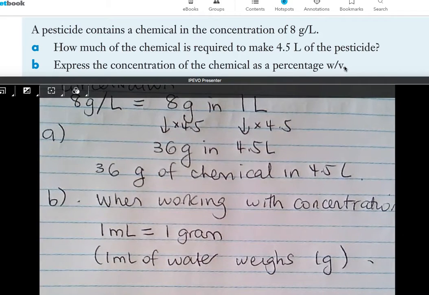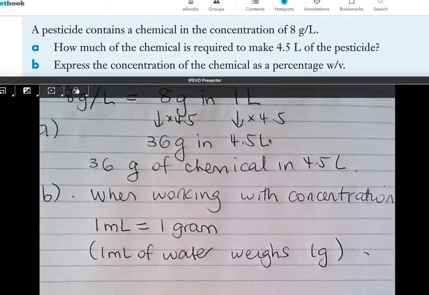Like if I might say, what percentage is 30 minutes of 1 hour? You'll tell me that's half, it's 50%. But I can't put the 30 over the 1 hour. Do you know what I mean? I have to put the 30 minutes over the 60 minutes. So I need to do the same thing here.